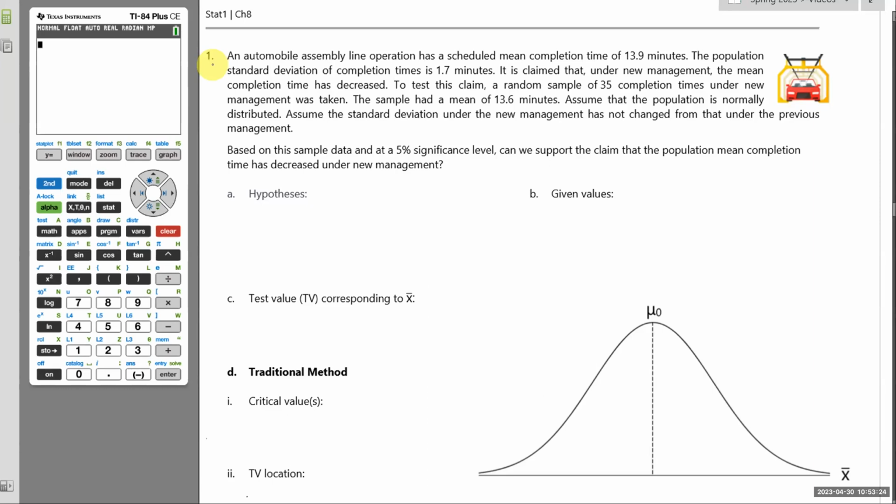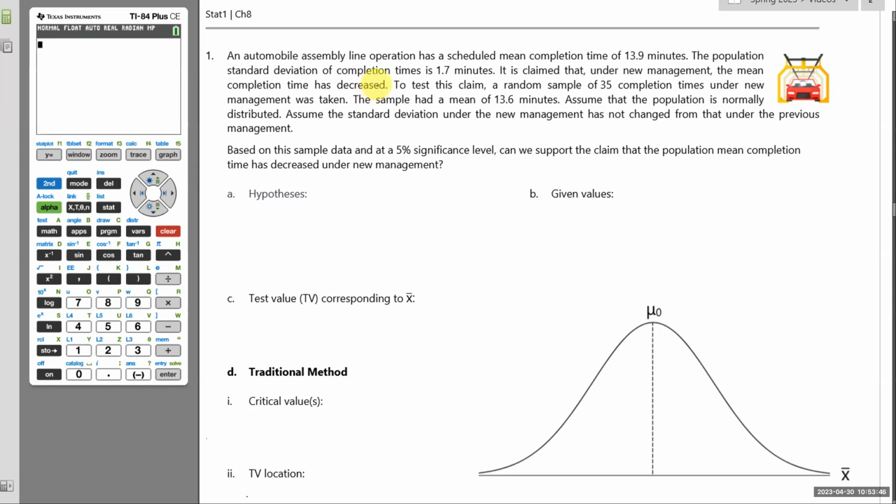All right, let's take a look at another example. So an automobile assembly line operation has a scheduled mean completion time of 13.9 minutes. The population standard deviation of completion times is 1.7 minutes. It is claimed that under new management, the mean completion time has decreased.